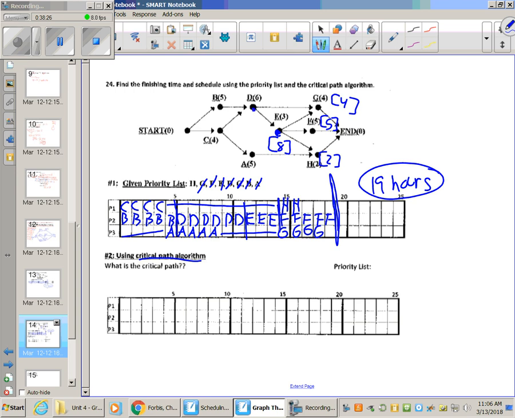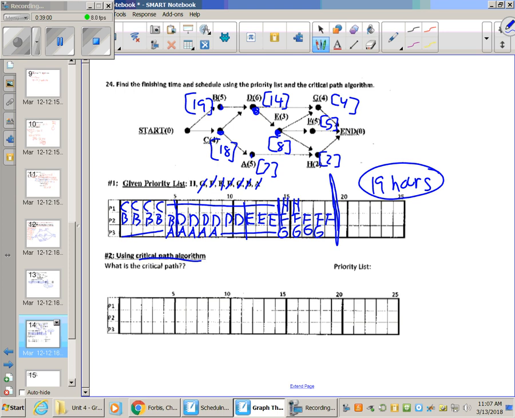Okay. Now if I move on to D, D's pointing to 2 things. Which one's the biggest, the 8 or the 4? Well, it's the 8. So 6 and 8 make 14. A's only pointing to 1 thing, so that's 5 and 2, which makes 7. C's pointing to 2 things, so that 4 is going to be added to the bigger of the 2, which is 14. So that'll make that 18. And then lastly, B is pointing to only 1 thing, so that's 5 and 14, which is 19.